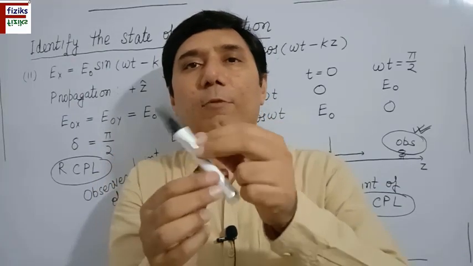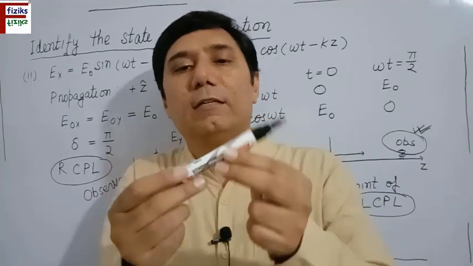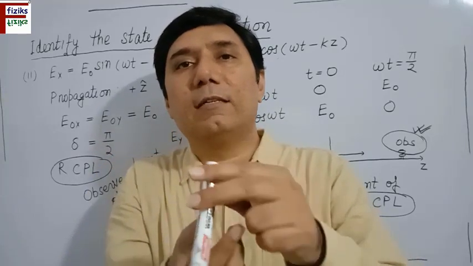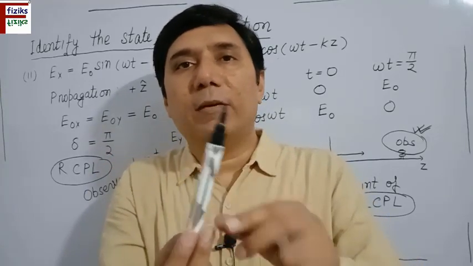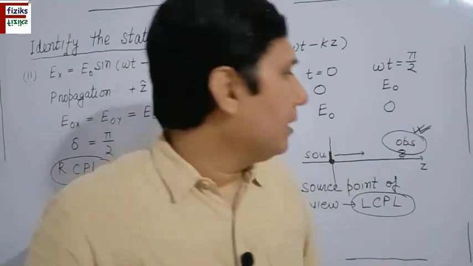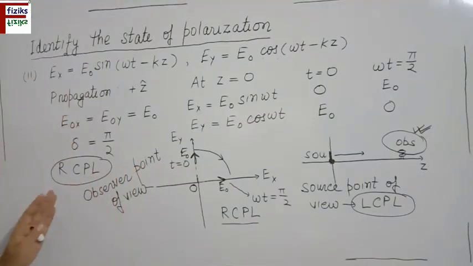So whatever I am observing as clockwise rotation, you are observing as anti-clockwise. Basically, whatever you are observing, I am observing the opposite. So whatever is the result corresponding to the observer point of view, in case of source point of view the result will be opposite. So this was the second example.